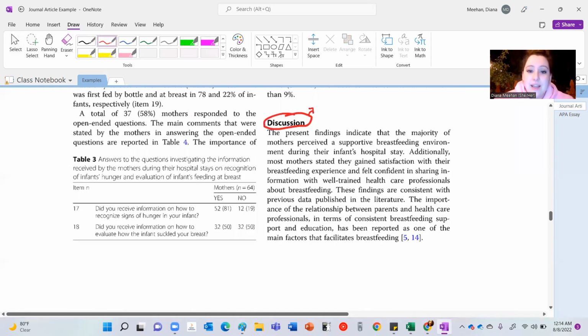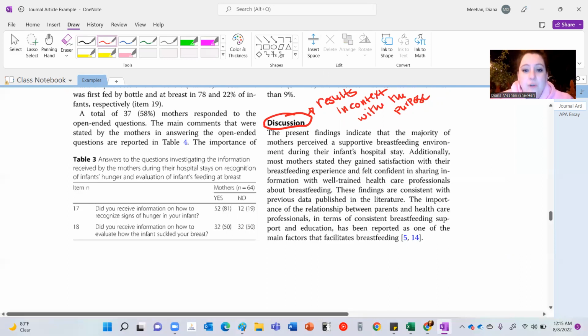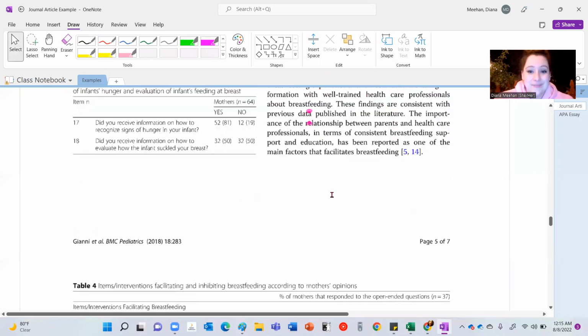So the discussion gives you the results, but it gives you the results in context with the purpose. So it explains it out. It narrates what the results really were, what they really mean, and how they connect to the bigger part of this. They connect to that purpose, how they connect to the message. So if you want to know what the results are, what the bottom line of the results are, this is where you want to go, your discussion. The present findings indicate that the majority of mothers perceived blah, blah, blah, and it just keeps going. But the discussion is important when you're reading a journal article.